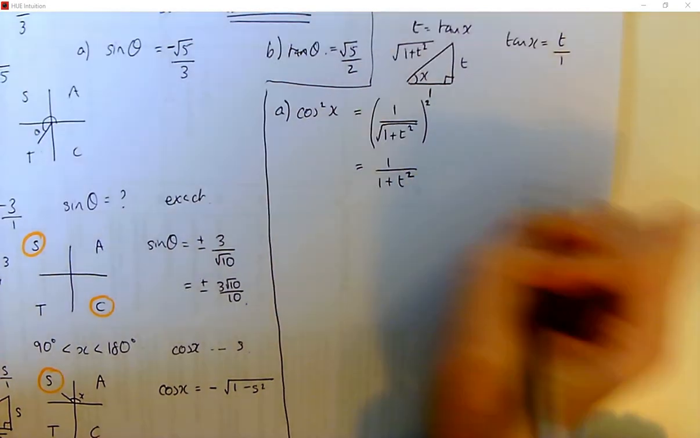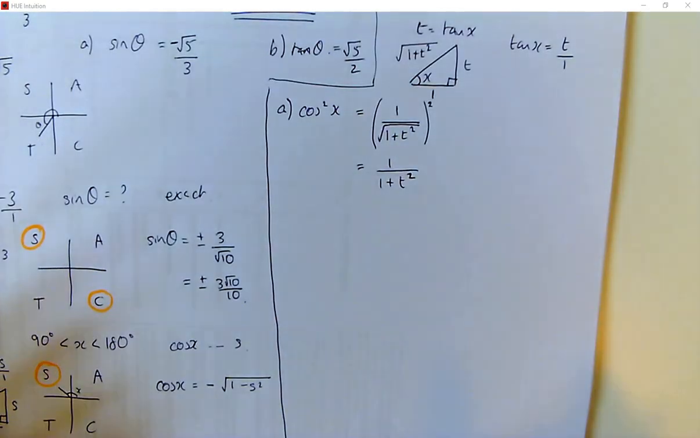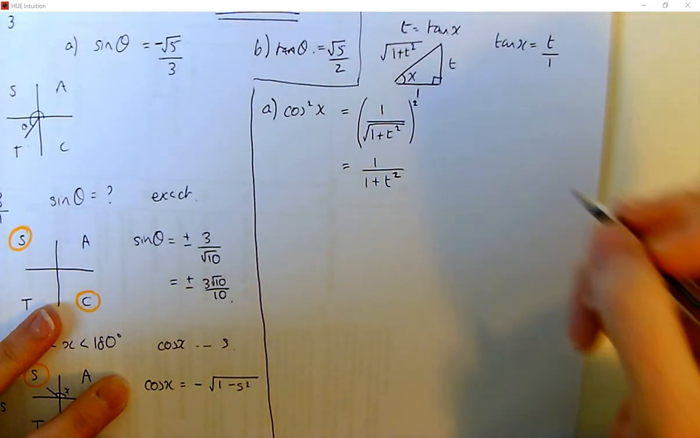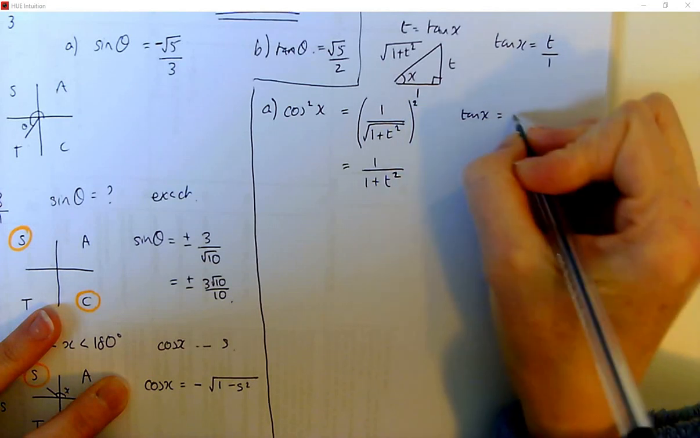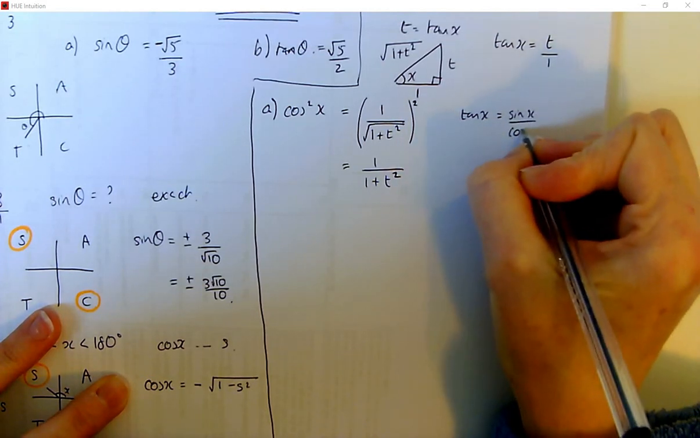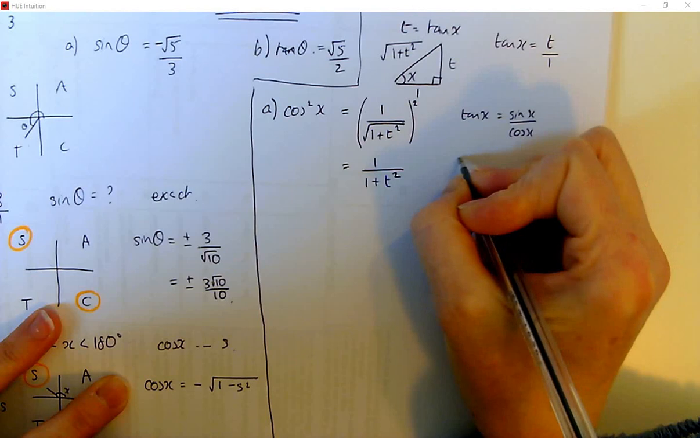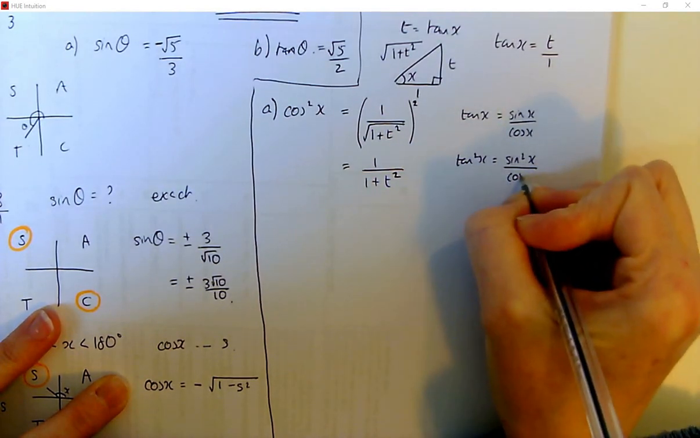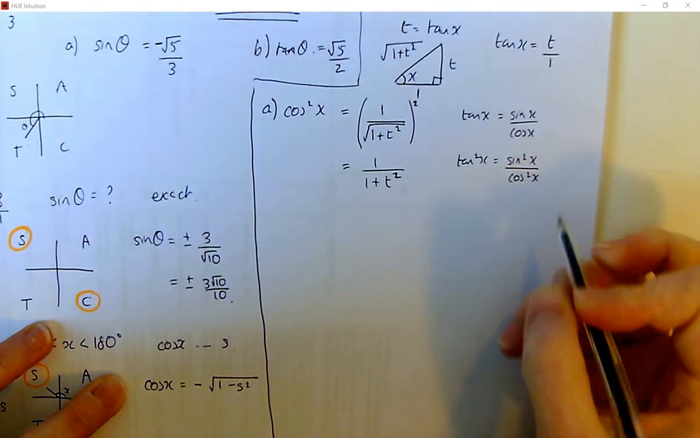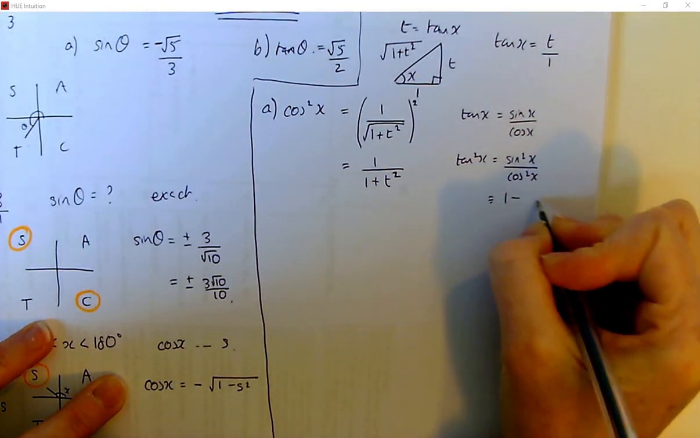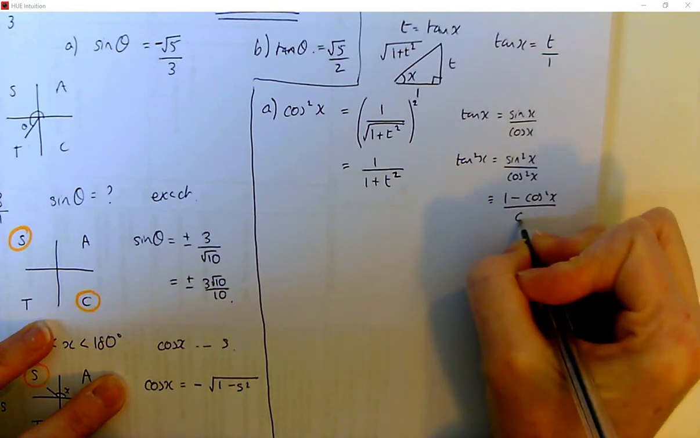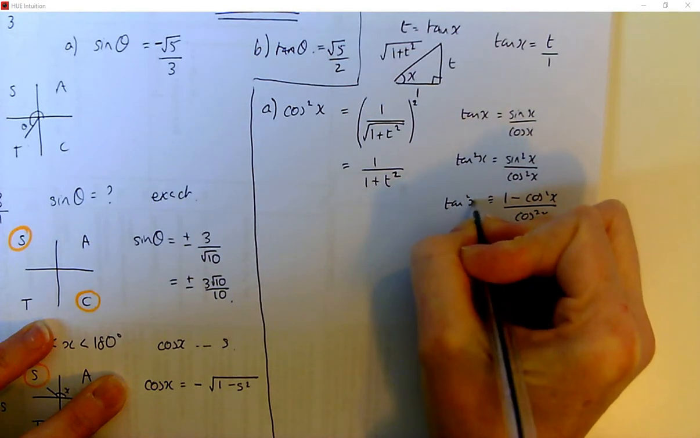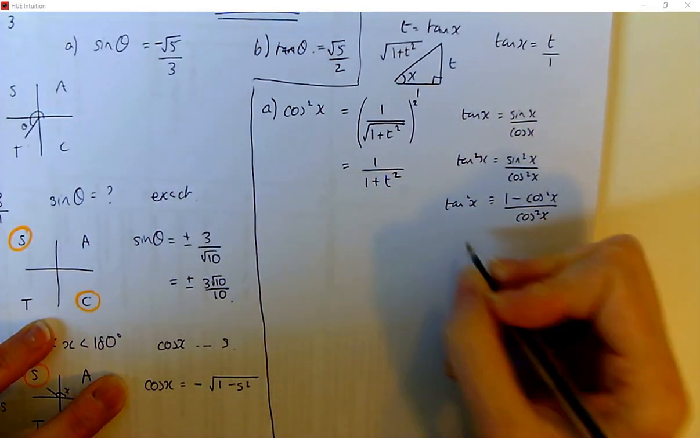Now if we'd done that using an identity instead, this is what it looks like. It's a bit of a faff. So we know that tan is sine over cos, so we know that tan squared is sine squared over cos squared, and we know that sine squared is 1 minus cos squared over cos squared. So I now have an identity that connects tan to cos, so I can replace my tan with t.